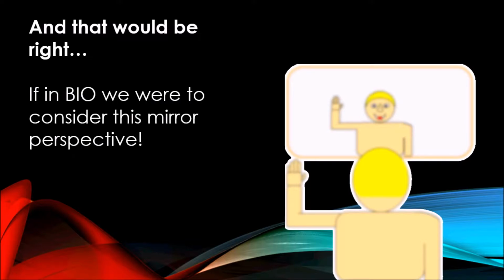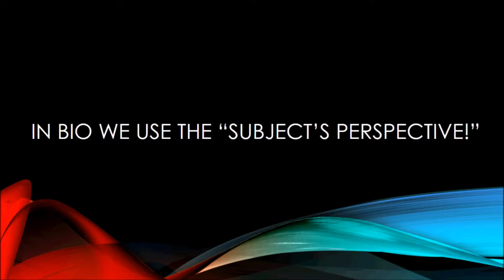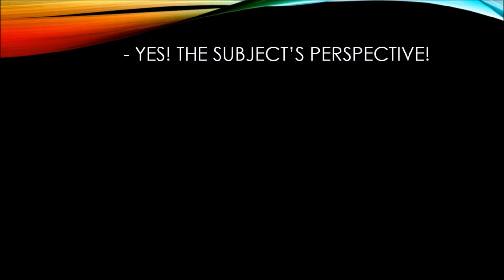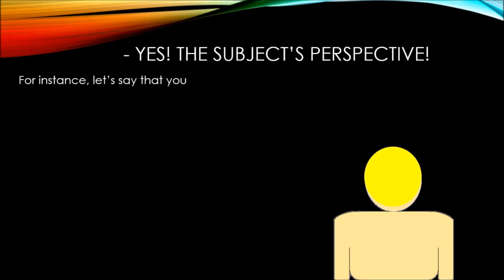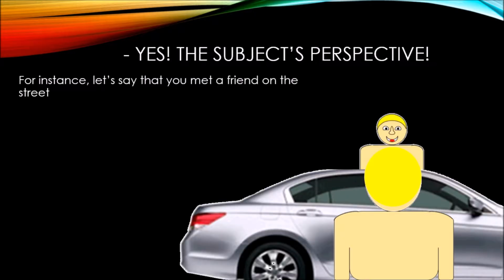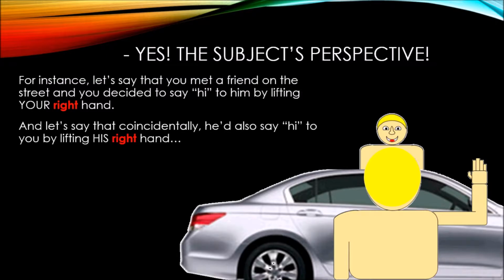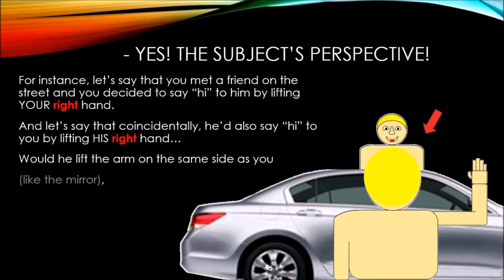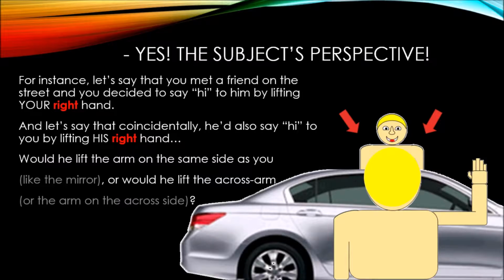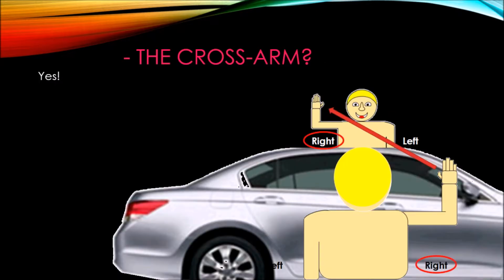If in biology we were to consider the mirror perspective. However, in biology we use the subject's perspective. And what is that? Let's say, for example, that you are walking down the street and you meet a friend of yours. You decide to say hello by lifting your right arm and waving at your friend. Let's say that by coincidence he also decides to do the same by lifting his right arm. Would he lift the arm on the same side as you, like the mirror, or would he lift the cross arm, different than the mirror? And yes, the cross arm.